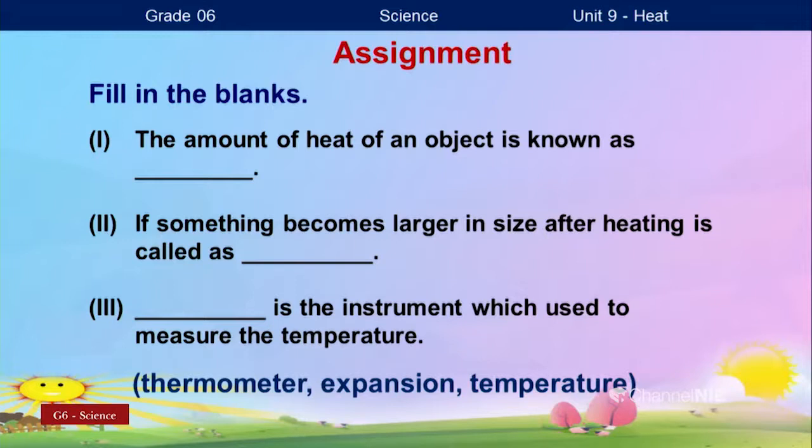Now I am going to give the answers. The amount of heat of an object is known as temperature. If something becomes larger in size after heating, it is called expansion. Thermometer is the instrument which is used to measure the temperature.